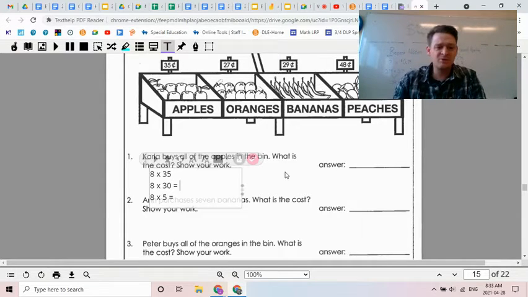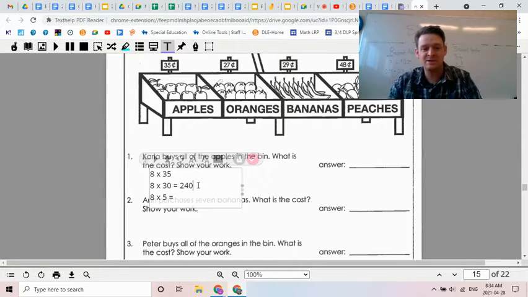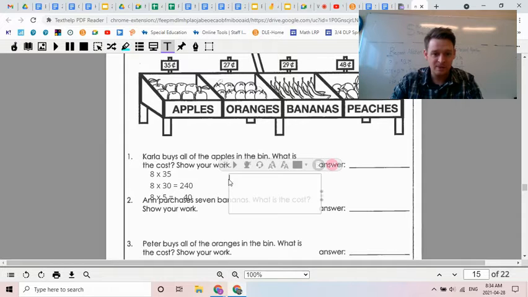Okay, so 8 times 30, since 30 ends in 0, remember, I can just do 8 times 3. So 8 plus 8 is 16 plus another 8 is 24. And then I'll just add the 0 back on to the end. So 8 times 30 is 240. 8 times 5, 5, 10, 15, 20, 25, 30, 35, 40. And then I'm going to put these numbers together. So 240 plus 40 is going to equal 280.